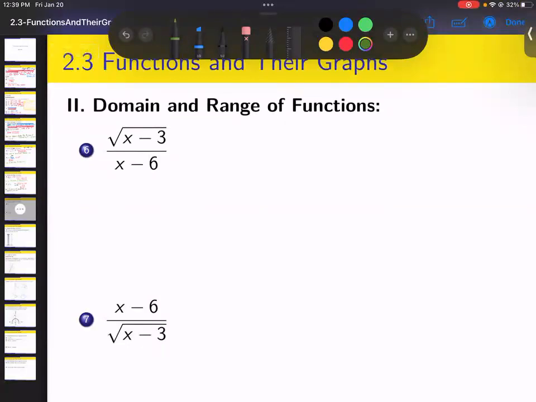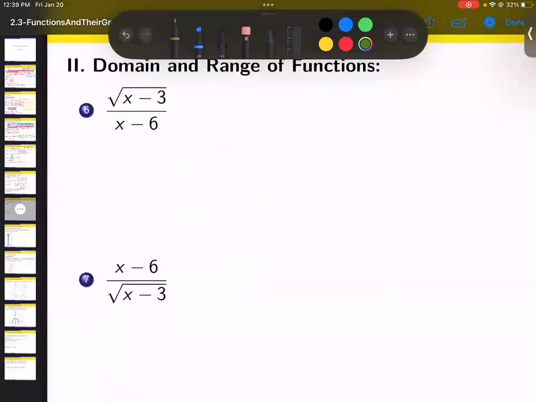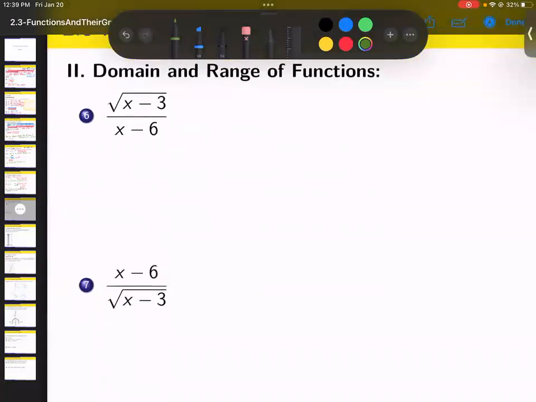Let's do number 6 together. Number 7 is your extra credit. Number 6.